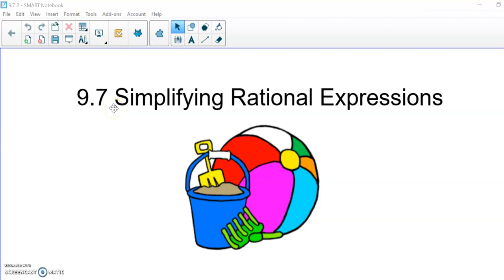This is Algebra 1, Lesson 9.7, Simplifying Rational Expressions.